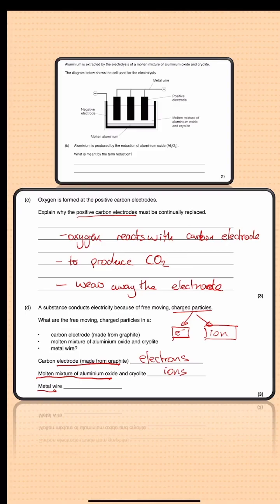And the last one, anything that's metal, is free moving electrons.